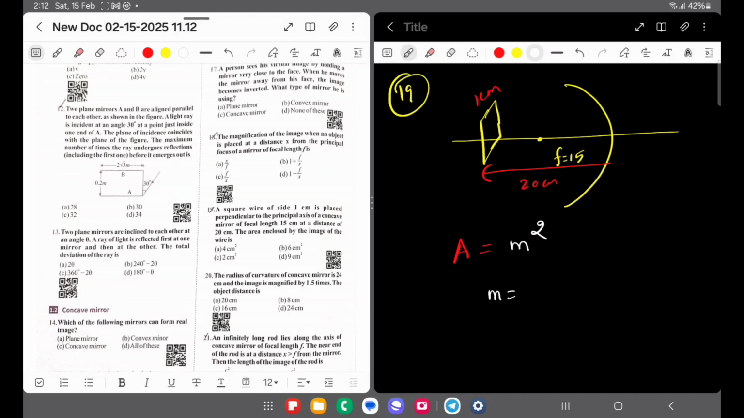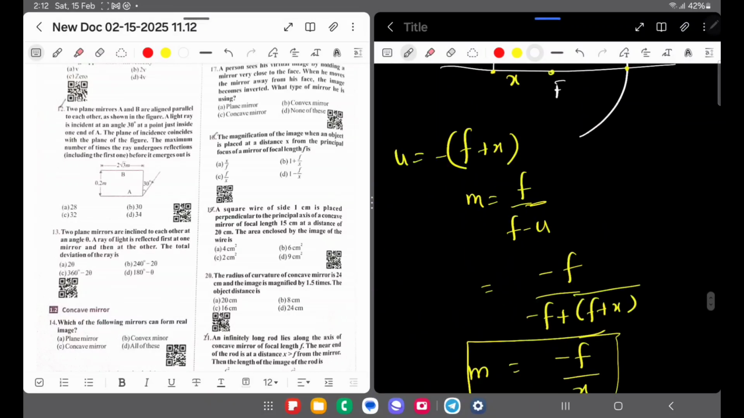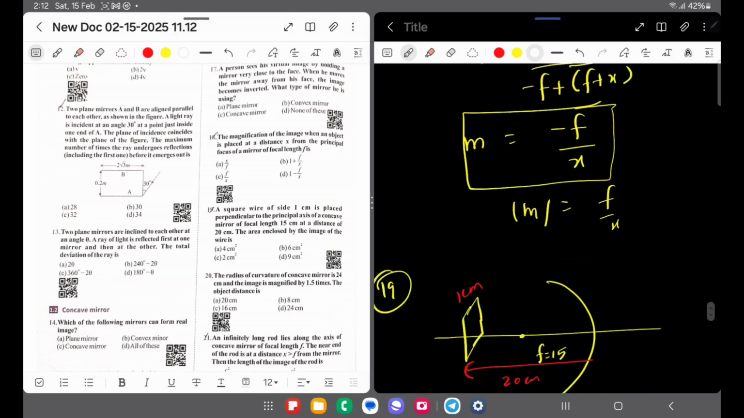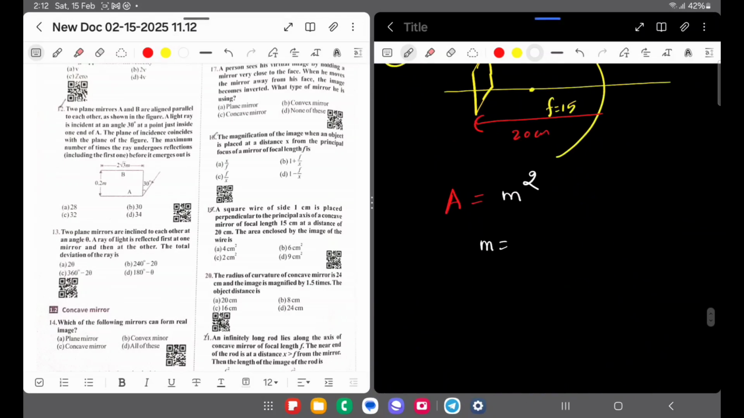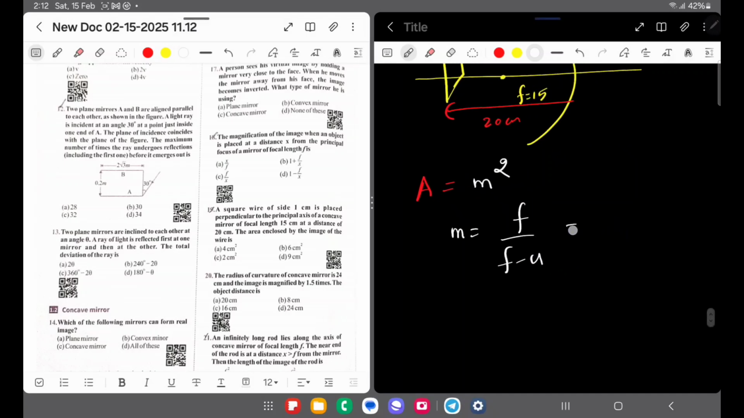We know the u, we know the f. So, the m value can be calculated by using this formula once again. M equal to f by f minus u. It is a concave mirror, so focal length is minus f. While substituting the f value, we can put the minus.